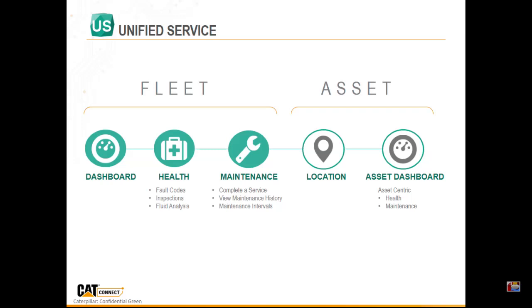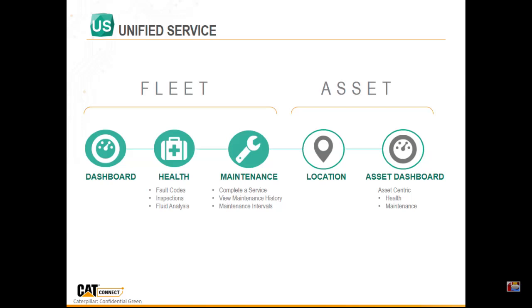Unified Service is for the maintenance or fleet manager who is responsible for ensuring fleet health and availability. It can provide visibility to individual machine status based on available fault codes being sent from the machine, inspections completed using the CAT Inspect app, as well as fluid analysis results. It can be used to track, manage, and record preventative maintenance, with the ability to set up alerts and reports based on when a machine in the fleet is due for service.